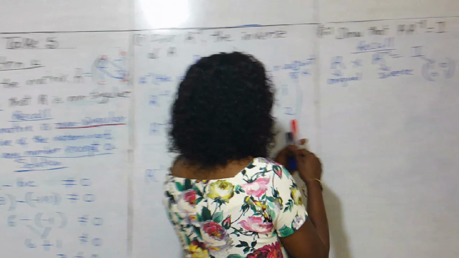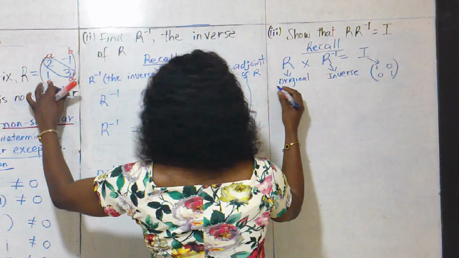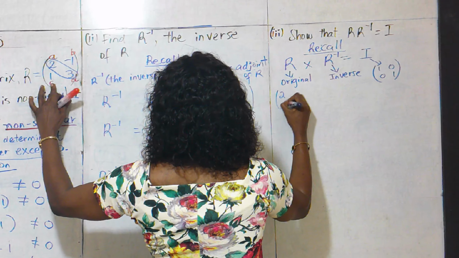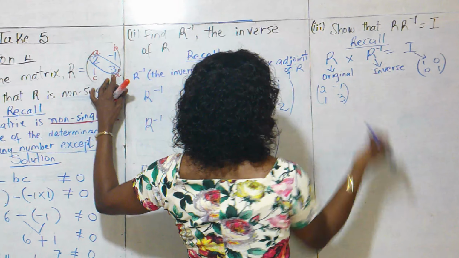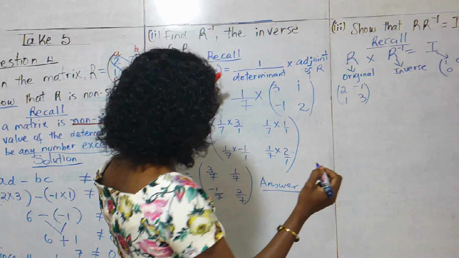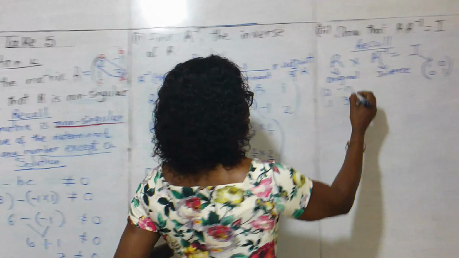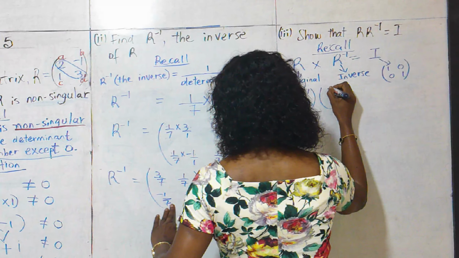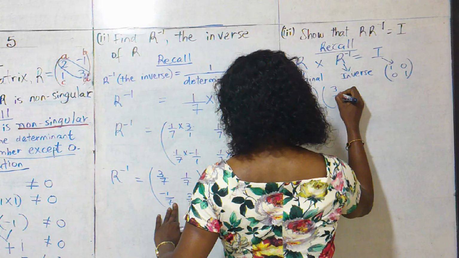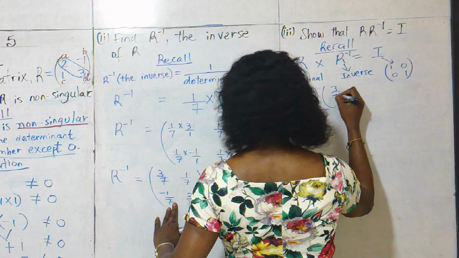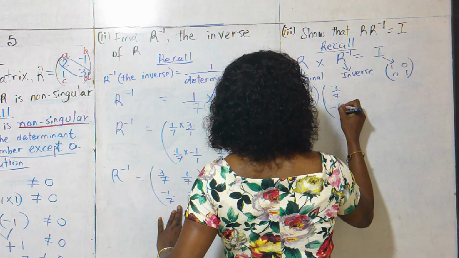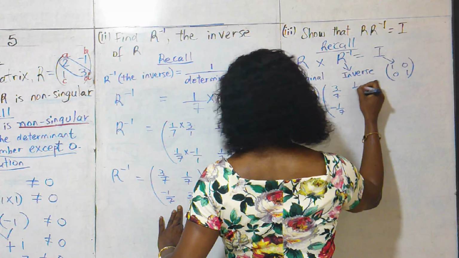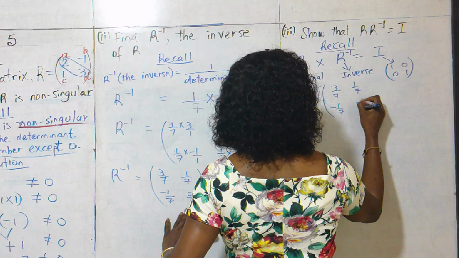Alright, let's go. So R is 2, 1, -1, 3. That's the original matrix. And in part 2, we found the inverse to be 3 over 7, 1 over 7, -1 over 7, 2 over 7. Let me make this bracket a little bigger.